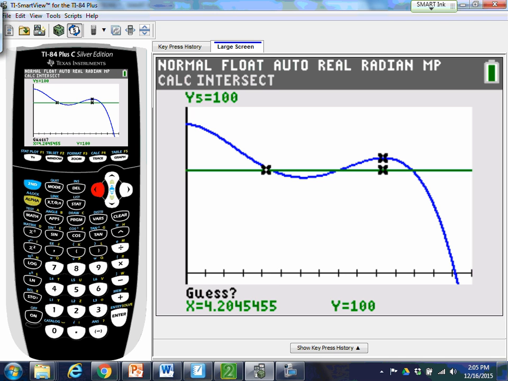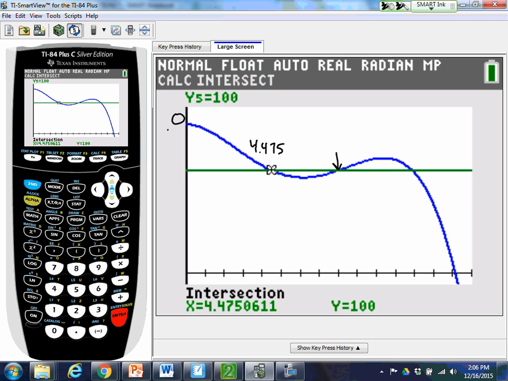So if we just start with the one on the left, I put my guess somewhere near that, and we will get an answer of about 4.475. Okay, so far we're at 4.475 hours. And now let's go find this one.